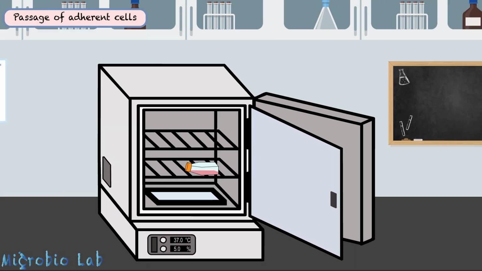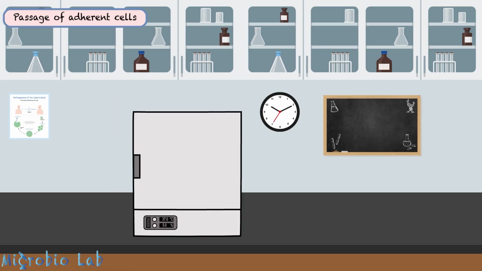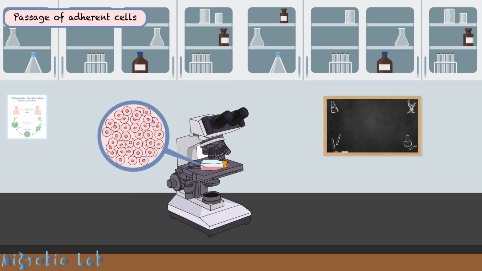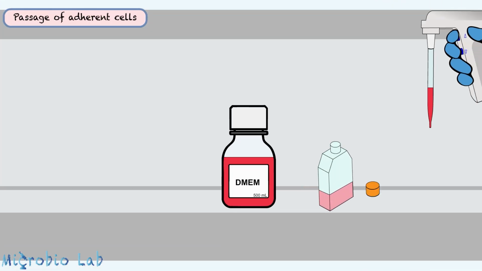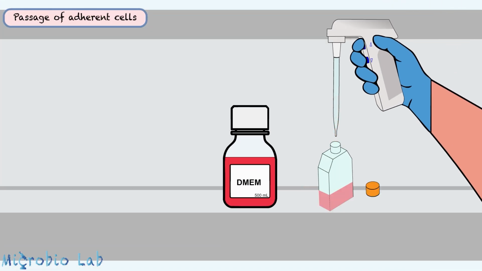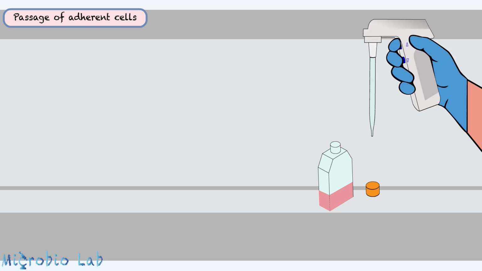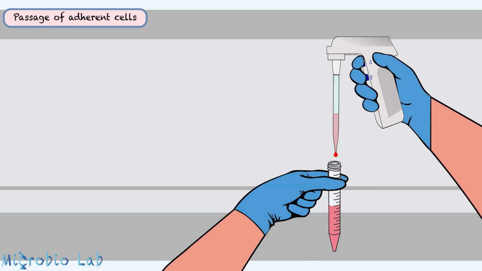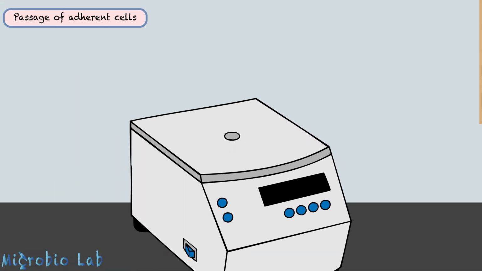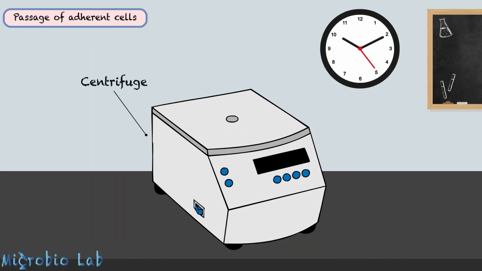Incubate for 1 to 3 minutes at 37 degrees Celsius, checking frequently under the microscope to avoid overdigestion, and tap the flask gently to aid the process. Once cells are detached, neutralize the trypsin by adding fresh culture medium containing serum. Transfer the suspension to a conical tube and centrifuge for a few minutes to collect the cells into a pellet.